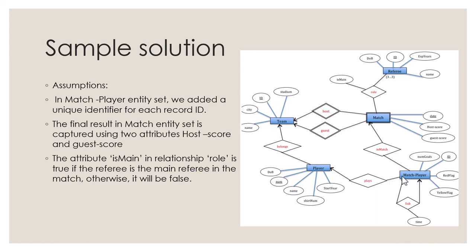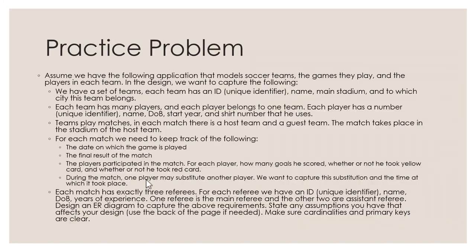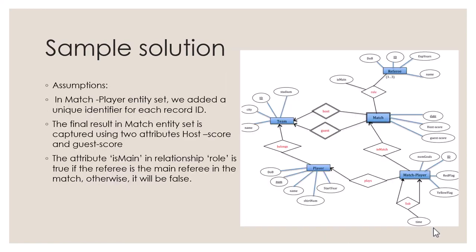And then here is a match player. Each match player has a player that plays in a particular match. So a player plays in a match player, and "in match" is a relationship between match and match player. And then we have sub. I think there was something about one player substituting another player. We want to capture this and the time when this took place. So we have time being one of the attributes of this relationship.